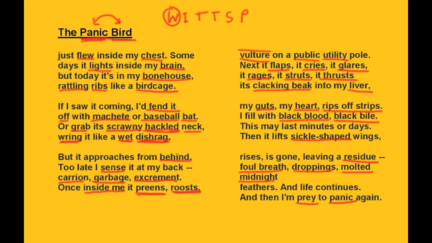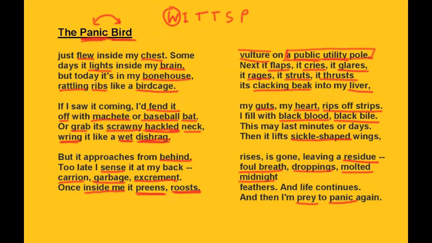Vulture on a public utility pole. Okay, that's an interesting image there. Vulture on a public utility pole. If we imagine that a vulture's sitting up there on a particular ledge, they have a good picture of what's going on around them, and it can spot the carrion, the carcass that it wants to go and scavenge from.